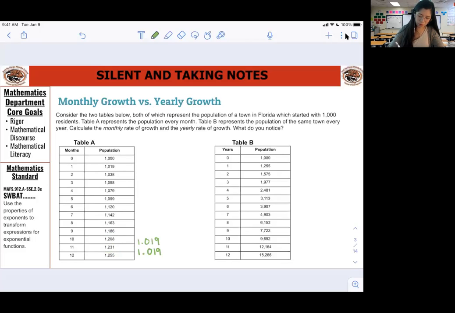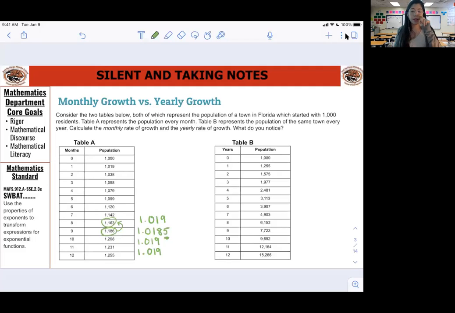I'm just going to do it maybe 2 more times because you always want to double check that you keep getting the same number. Just want to make sure. Okay, we got 1.0185. And then the last time, 1,186 divided by 1,163, I get 1.019. So they all round to the same number.